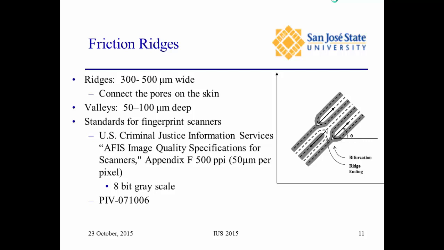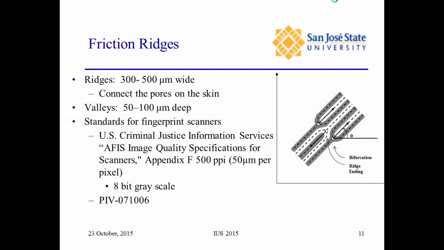Fingerprints, actually the friction ridges on your fingers. In English, we call these Galton ridges very often. That's the pieces of the skin. The friction ridges or Galton ridges on the skin are about 300 to 500 micrometers wide. They connect the pores in the finger of the skin, so the pores lie right across the ridges of the skin. The valleys are about 50 to 100 micrometers thick, and they're about 1/3 of the thickness of the ridges.